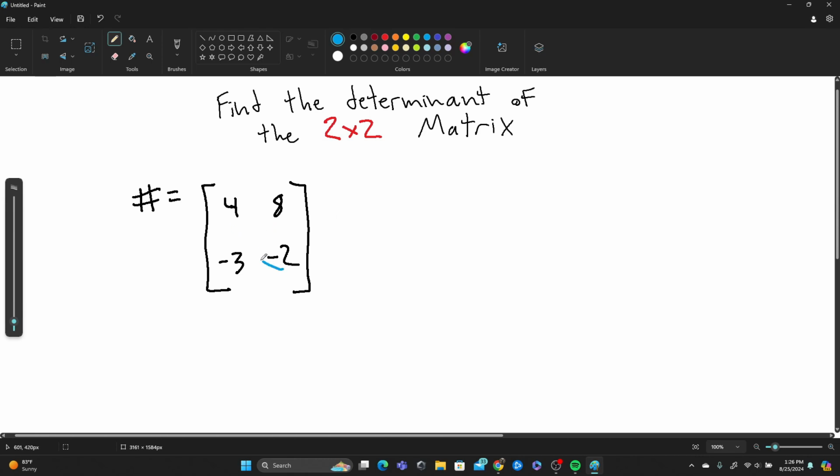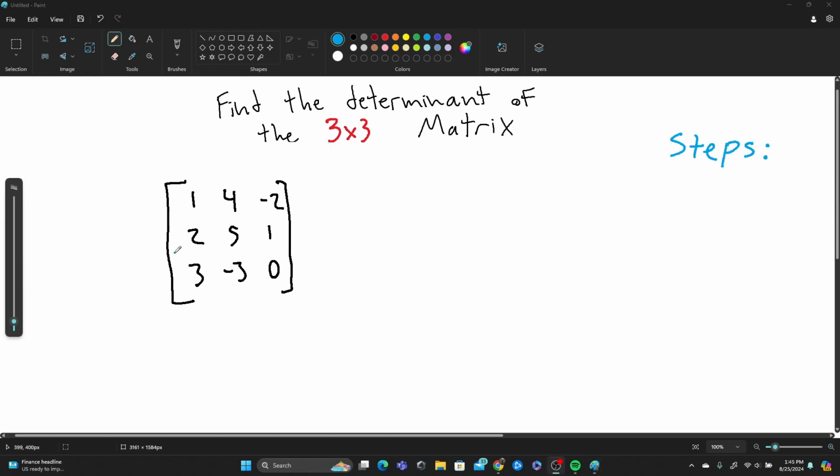Okay, so first we're going to find the product of these two numbers, 4 and negative 2, which is equal to negative 8. And then we're going to subtract the product of these two numbers, which is negative 3 times 8, which is negative 24. So it's minus negative 24, which is the same as plus positive 24. So negative 8 plus 24 is equal to 16. So if you got 16, great job.